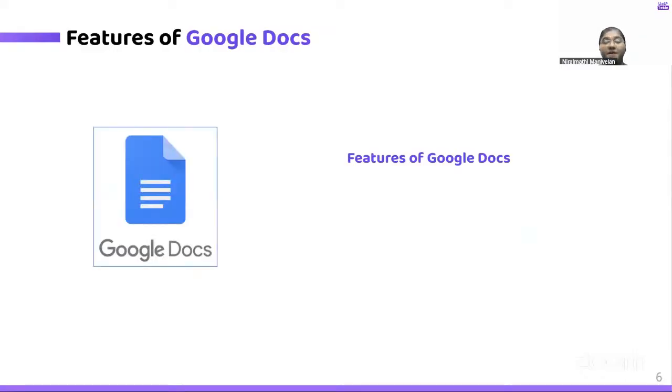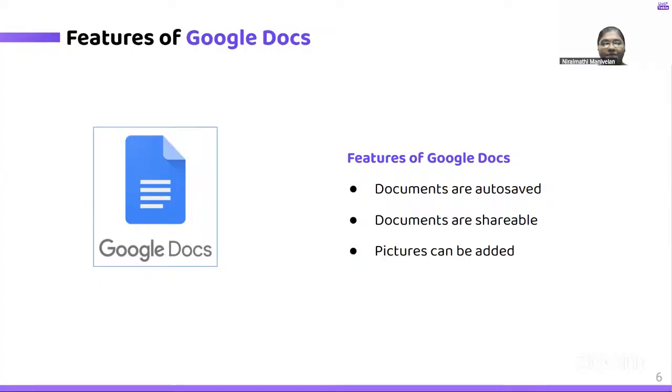Now, what are the features of Google Docs? First, the documents that you create will be auto saved. You don't need to save them separately. They will be saved on the cloud. Then you can share the documents with anyone, and multiple people can work on the same Google Doc. We can also add pictures, and format the font, text, and everything you add in your Google Docs.